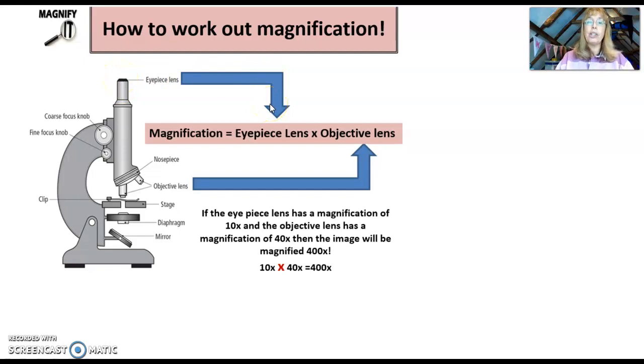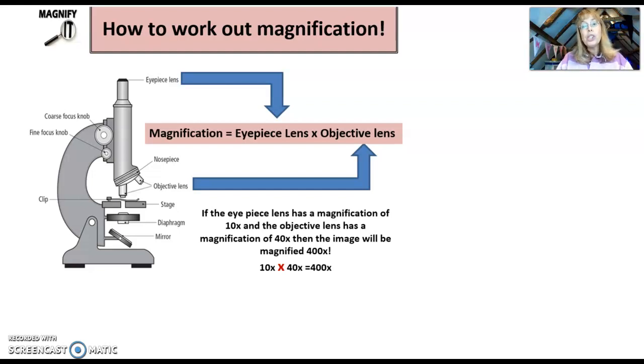Now, you may be asked to calculate the magnification. Well, it depends on what objective lens you are using. If I have an objective lens of 40 over here, then I've got to take into consideration the eyepiece lens and the objective lens. So 40 times 10 means that my object is being magnified by 400 times. Really nice and easy. Just remember that the eyepiece has a magnification of 10.